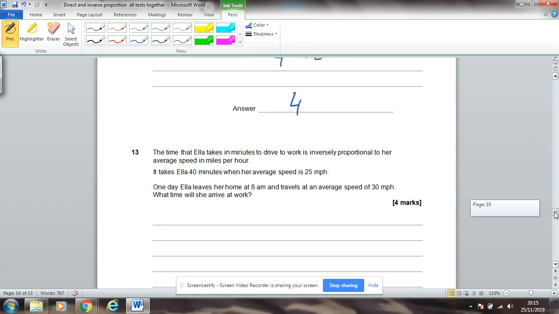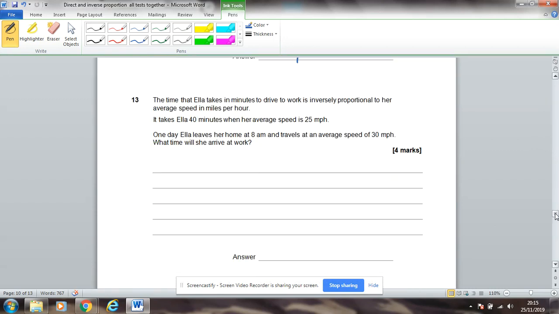Okay, question 13. The time Ella takes in minutes to drive to work is inversely proportional to her average speed. Okay, so again, this is worded, so just try and pull out the key things. We're looking at something to do with time and speed. So we're probably going to use T and S. Now again, because it's inversely proportional, we're expecting our formula to be something like that.